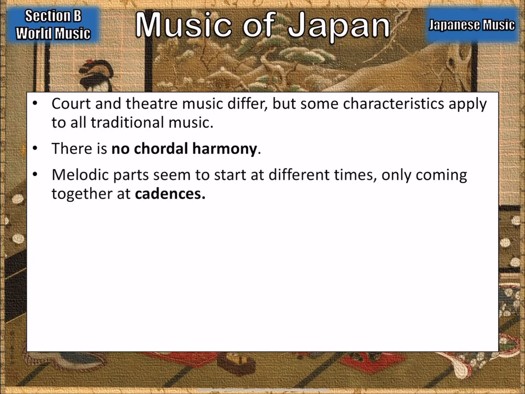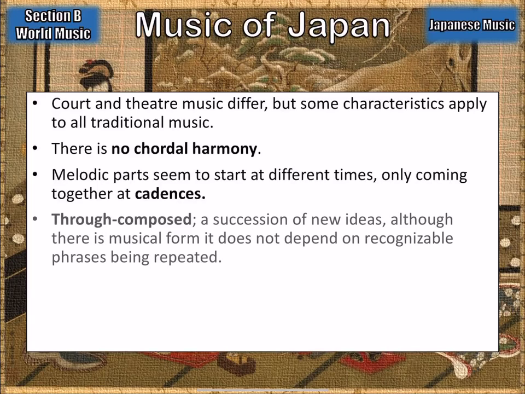And the melodies or the melodic parts themselves quite often don't necessarily start together, but they tend to end together at cadence points. And remember, when we're talking about cadences in Western music, we think of the end of phrases and it's marked by 2 chords. But in this sense, we're talking still about the end of phrases, but we're not necessarily thinking about chords.